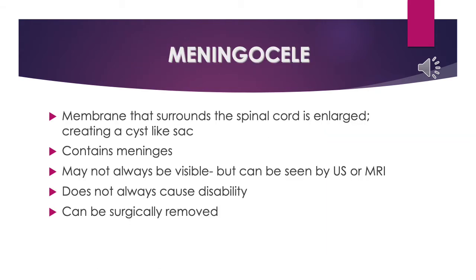Meningocele is another type of spina bifida. Meningocele is when a membrane that surrounds the spinal cord becomes enlarged, creating a cyst-like sac that the meninges are within. This may not always be visible, but can be seen on an ultrasound or an MRI. With meningocele, the client may not always have a disability, and this can be surgically removed.